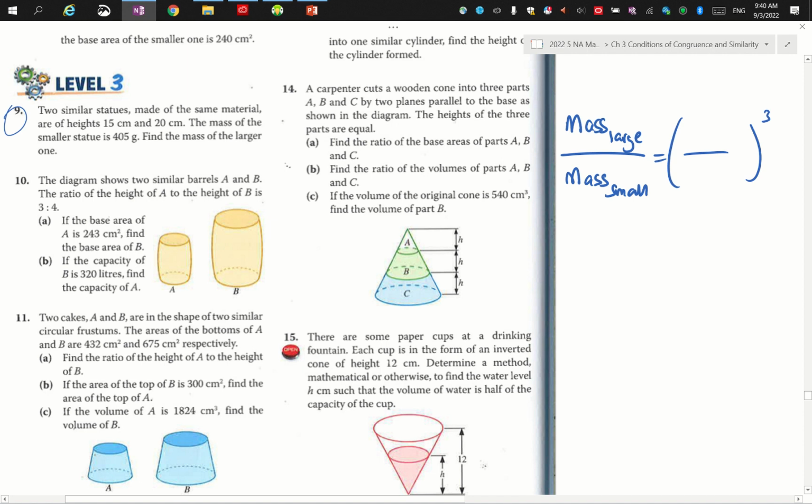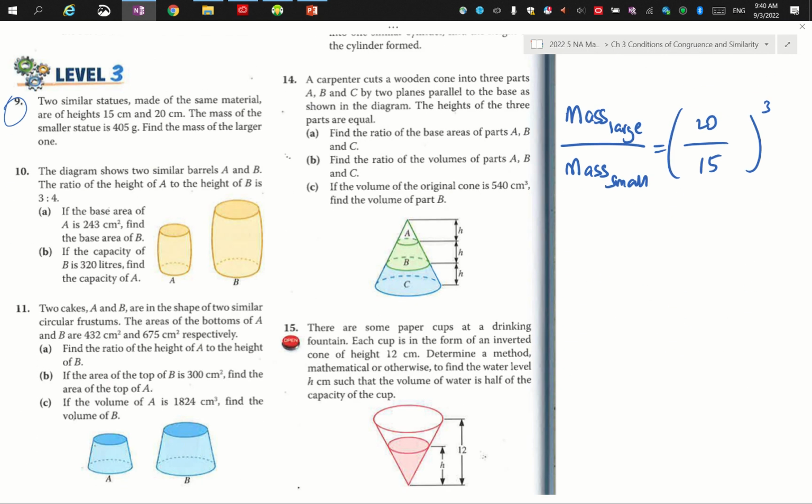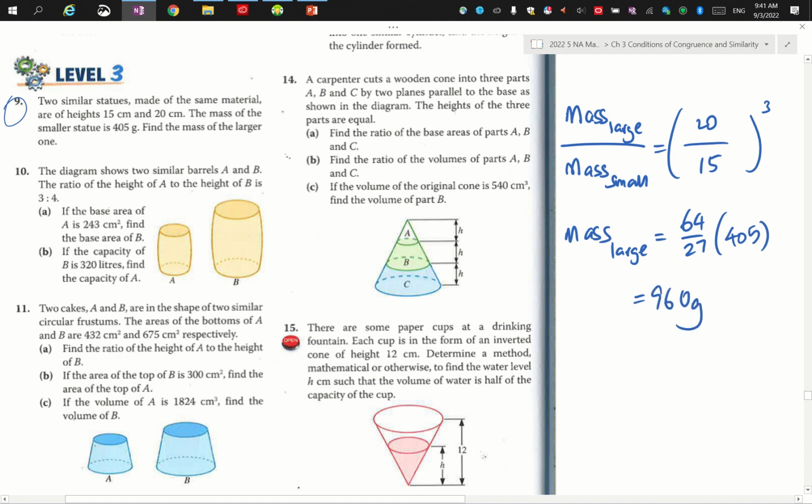Yeah, I have. Large 20. Small 15. So mass large must be 20 over 15 power 3. Let's see what that gives us. 20 divided by 15, 4/3 power 3, 64 over 27 times our 405. 960. Yes, 960 grams. Done.